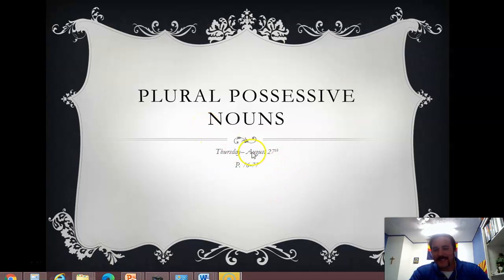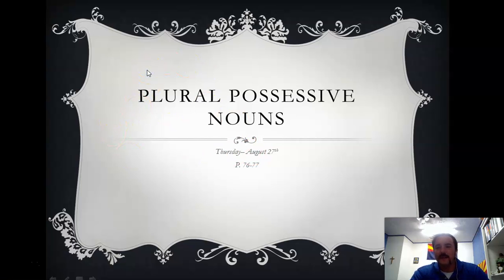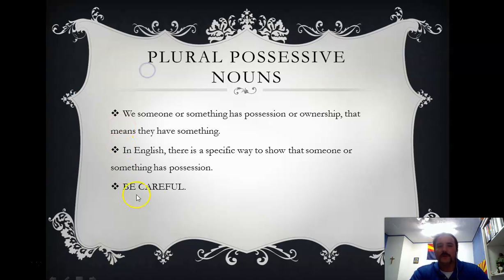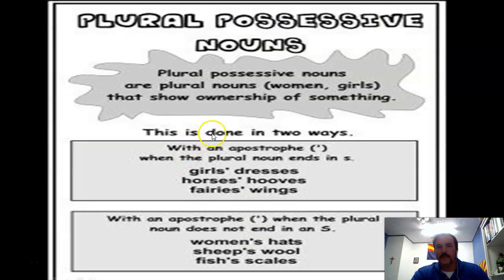Still on page 76 and 77, still dealing with plural possessive nouns. Yes, this is review from yesterday, but it can be very confusing, and I'm going to again warn you to be careful. Be careful.